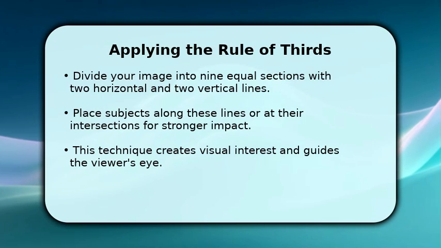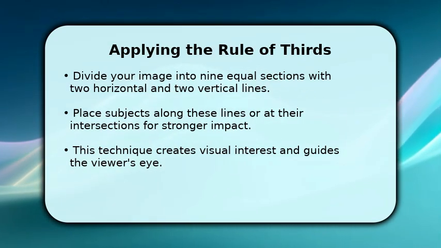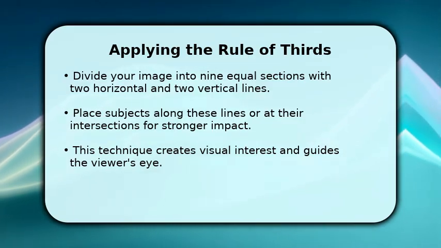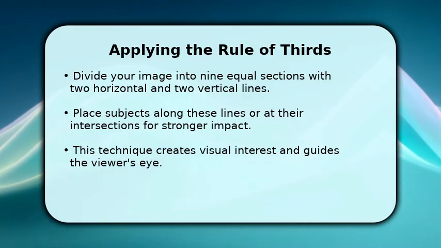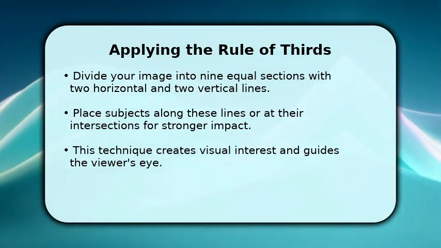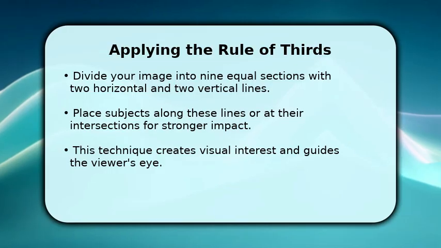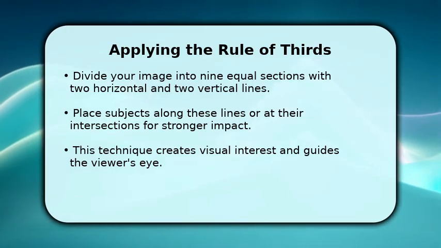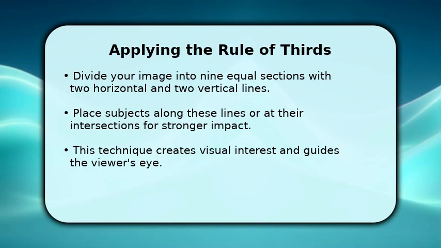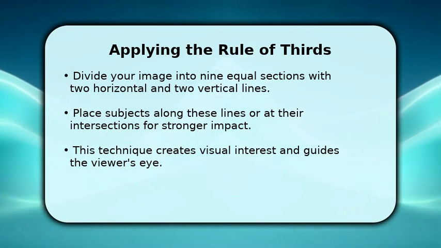The rule of thirds is a cornerstone of photographic composition. Imagine dividing your image into 9 equal parts using 2 horizontal and 2 vertical lines. The key is to place your main subject or important elements along these lines or at their 4 intersection points. This off-center placement often creates a more dynamic and visually appealing photograph than simply centering everything. It's a simple yet powerful way to improve your shots.